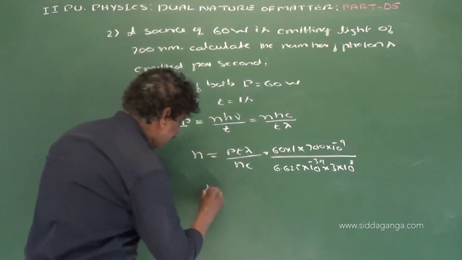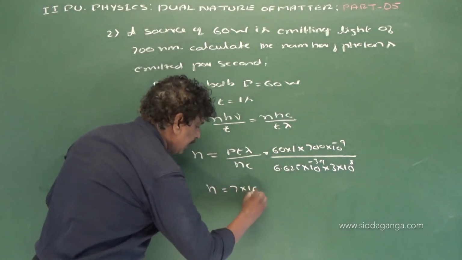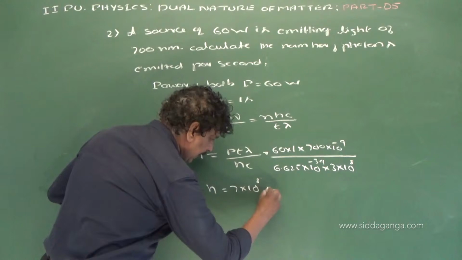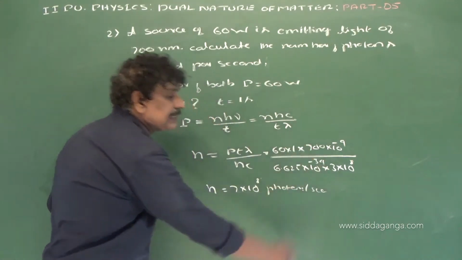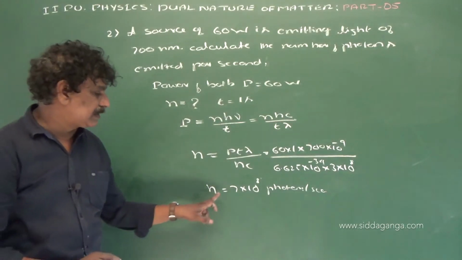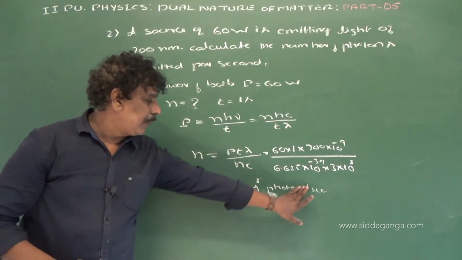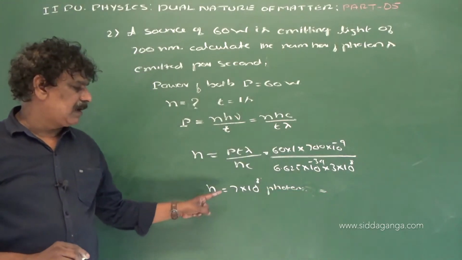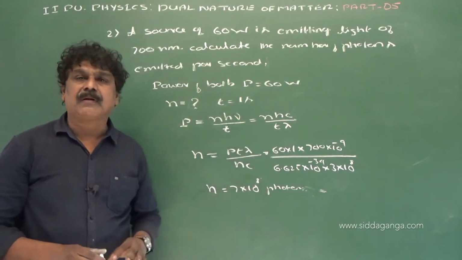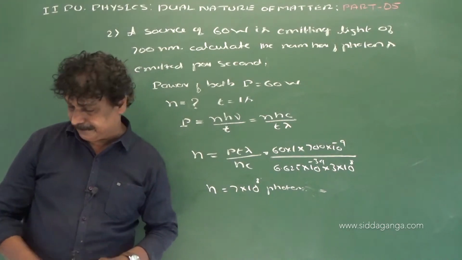Now that comes out to be N is equal to 7 into 10 raised to the power of 8 photons per second. So the number of photons emitted per second is 7 into 10 raised to the power of 8 photons.